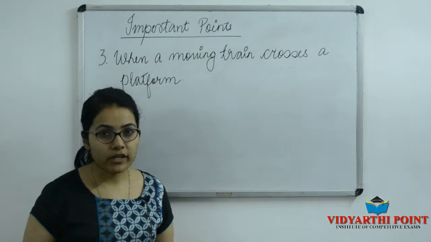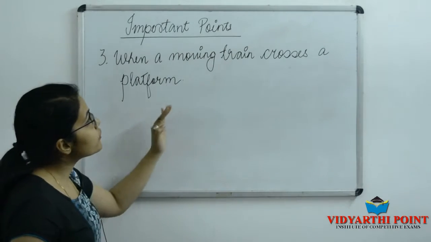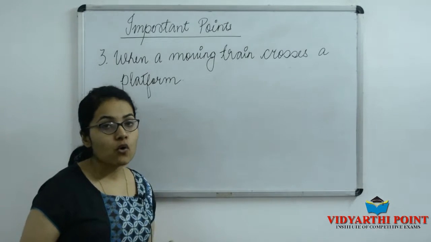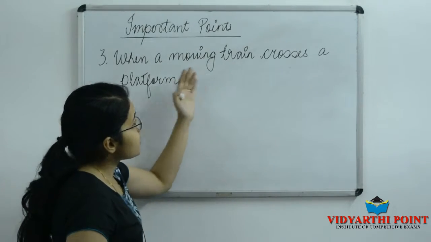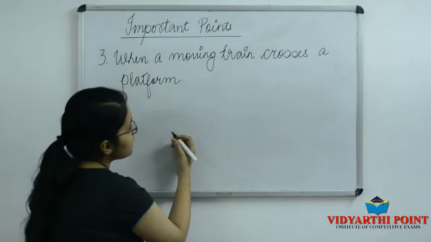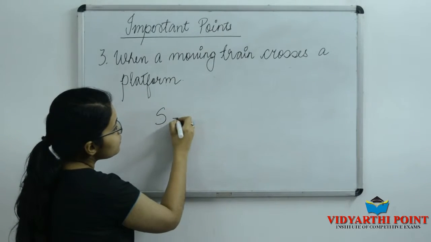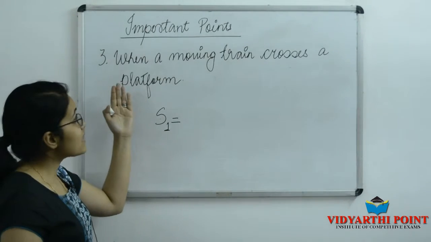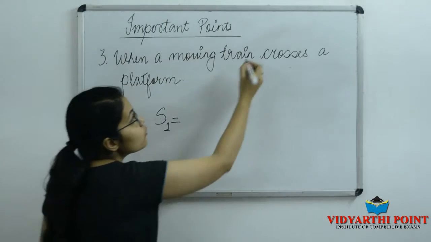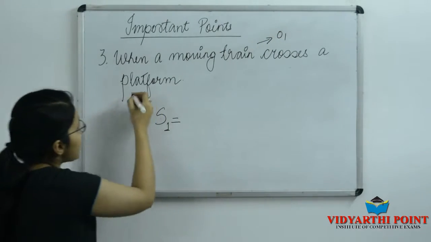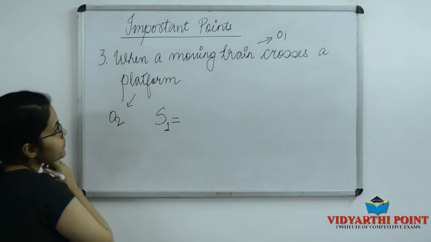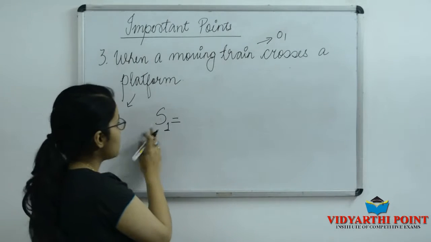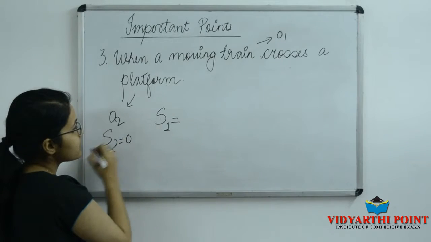Now let us look at point number 4, which is when a moving train crosses a platform. Here the direction is not given, so speed of object 1 will be taken. Here the speed will be S1, since the object 2 is a platform. Moving train object 1, platform object 2. Here object 2 is stationary, so S2 is again 0.